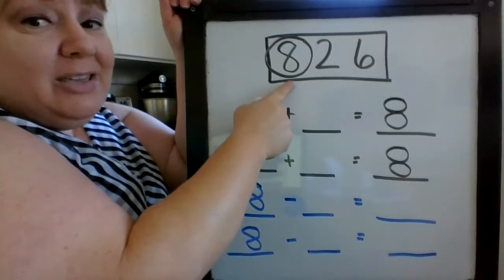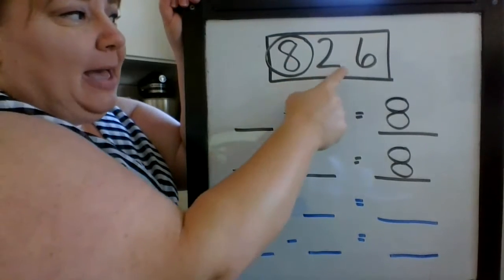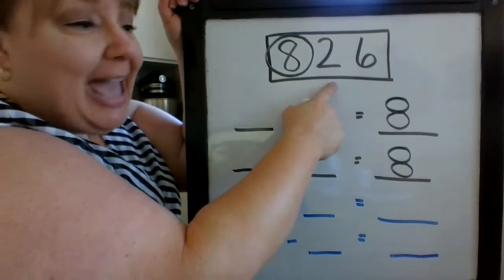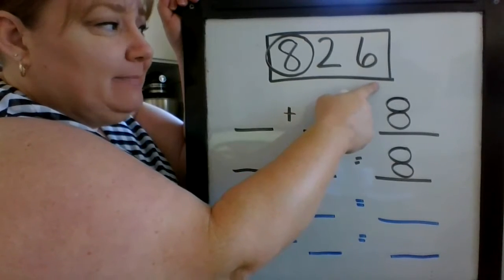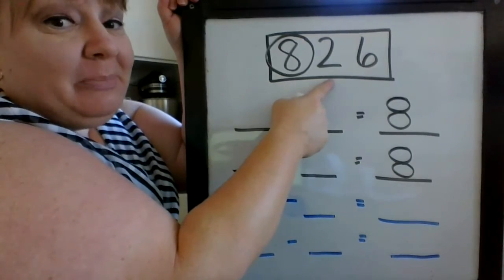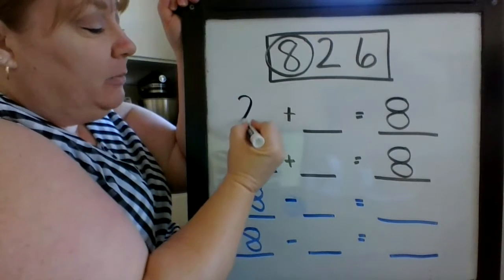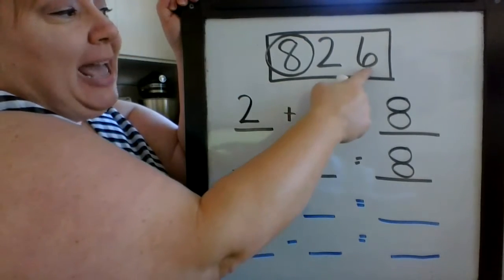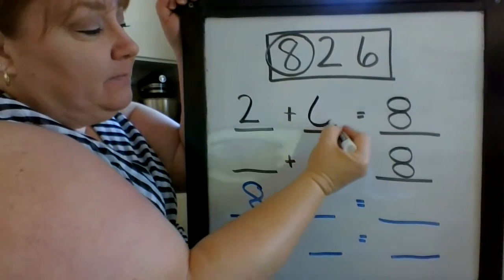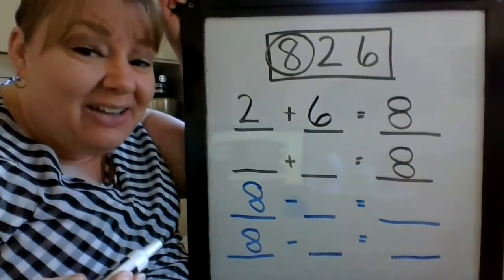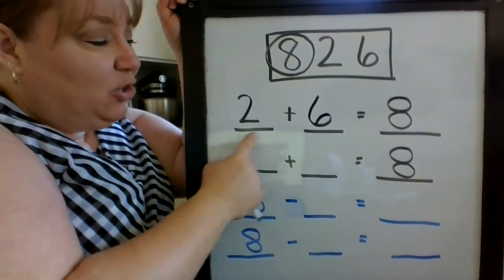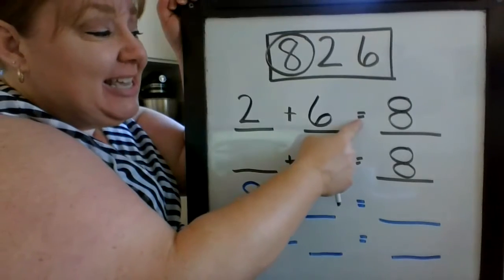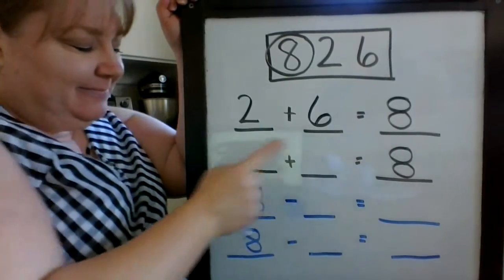Now, let's go ahead and finish these addition sentences. I've already used my 8. And now I need to use a 2, and I need to use my 6. So I'm going to go ahead and put my 2 first. I'm going to write my 2, and then I have to write my 6. Yay! We have one number sentence. 2 plus 6 equals 8.